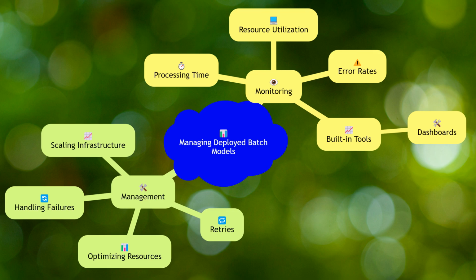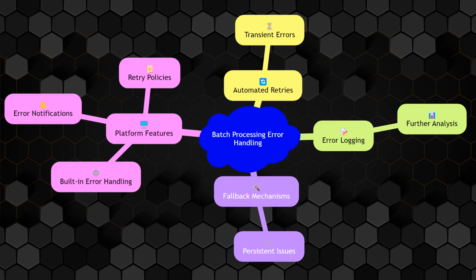In a batch processing environment, errors are inevitable. It is crucial to have a robust error handling mechanism in place to ensure the reliability of your batch jobs. This includes setting up automated retries for transient errors, logging errors for further analysis, and implementing fallback mechanisms to handle persistent issues. Many batch processing platforms offer built-in error handling features, allowing you to configure retry policies and error notifications to keep you informed of any issues that arise.